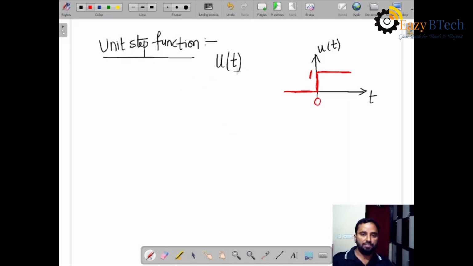If you see the mathematical definition of u of t, u of t is equal to 1 for t greater than 0. This is t greater than 0, u of t is 1. And u of t is 0 for t less than 0. This is t less than 0, the u of t signal is 0.